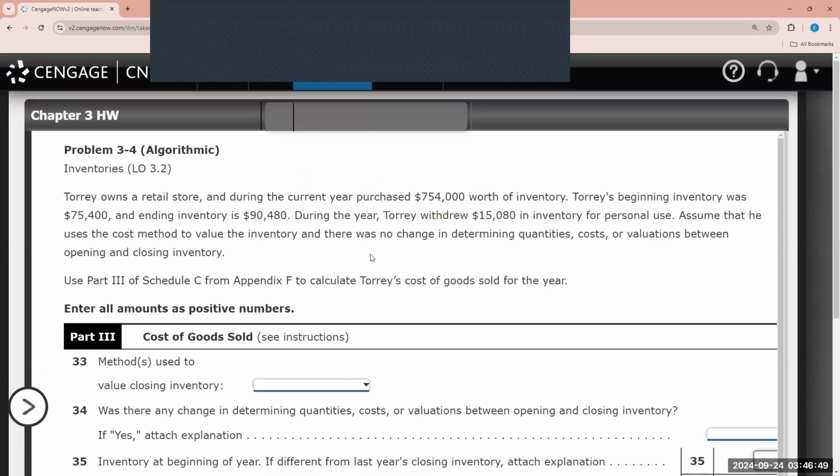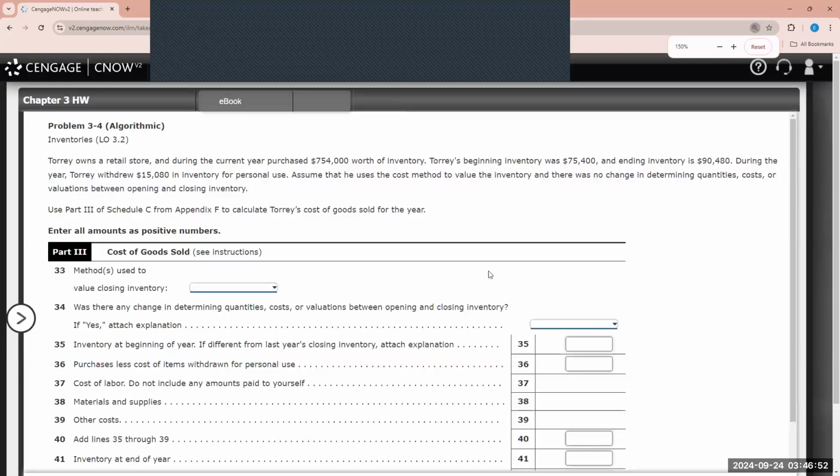All right, this brings us to our last problem, dealing with inventory. And we know that Part 3 of the Schedule C deals with cost of goods sold. So it says use Part 3 of Schedule C from Appendix F to calculate Tori's cost of goods sold for the year. Tori owns a retail store and during the current year purchased $754,000 worth of inventory. Tori's beginning inventory was $75,400 and ending inventory is $90,480. During the year, Tori withdrew $15,080 in inventory for personal use.